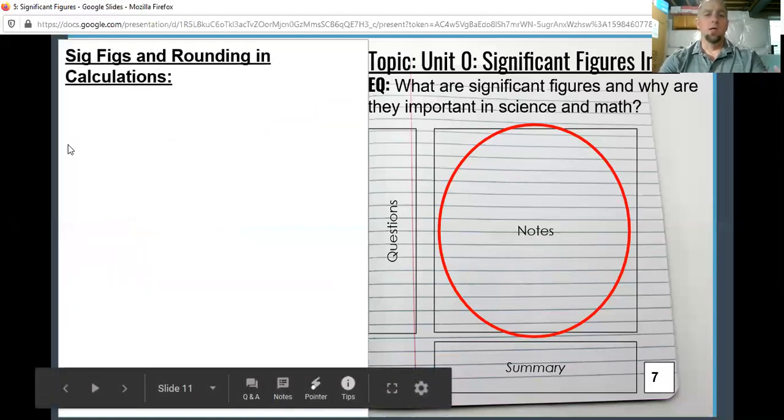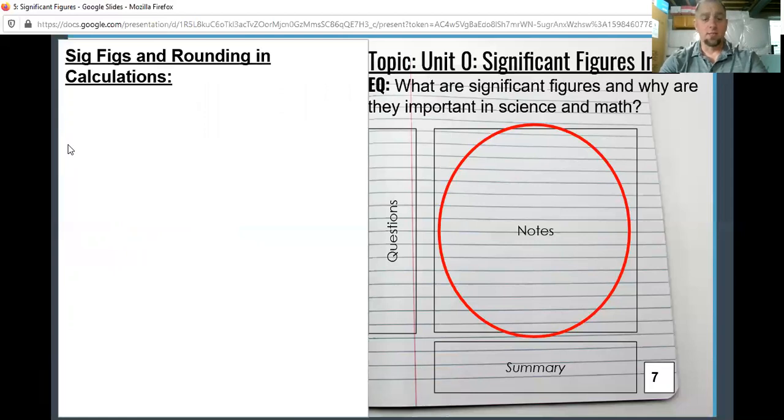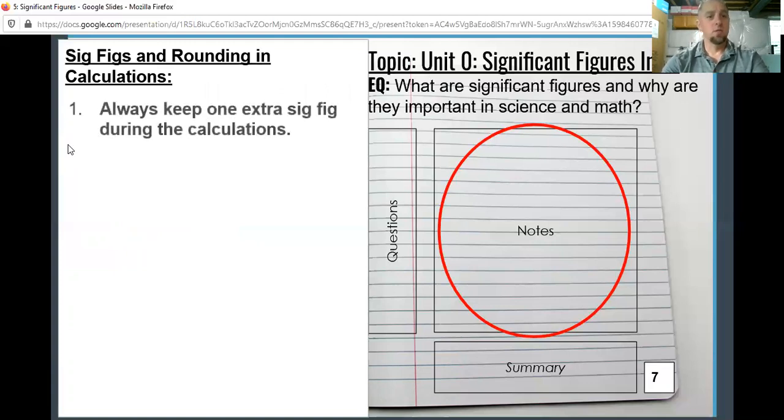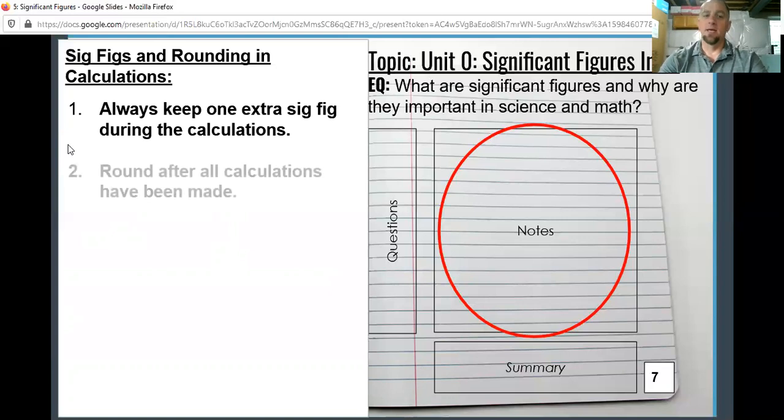All right, so at some point we're going to have to do some calculations, right? Especially in physics, we have lots of calculations, and it's going to be important to know how many significant figures we need in our calculations and how many we should end up with in our answer. So a few rules. Something I like to do is make sure that I keep one extra significant figure during the calculations. By having that extra one, that eliminates some rounding errors and allows me to then drop however many digits I need to at the end of the calculation, and then keep the proper number of significant figures. And the second thing is you'll round after all the calculations have been made.